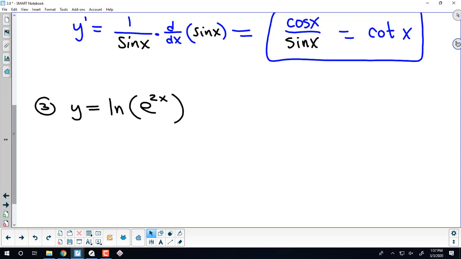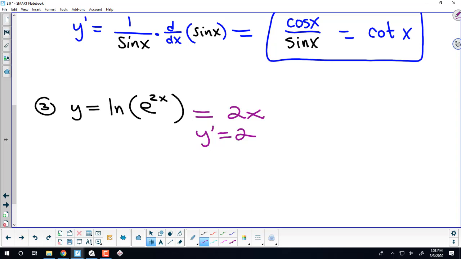Where did the 2x come directly out front from the ln? Yeah, so before we took the derivative, we could say, well, isn't the natural log of e raised to the power just the power itself? So the function is actually just equivalent to 2x. What's the derivative of 2x? Okay, so that's the derivative of the natural log of e to the 2x.